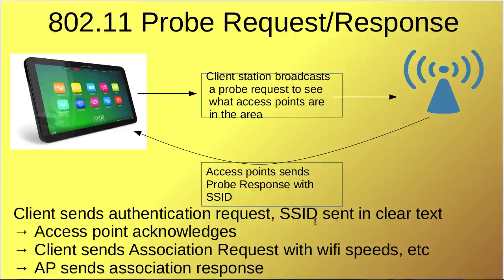This client, your smartphone or laptop, will send an authentication request to the SSID sent in clear text. The access point will then acknowledge this authentication request, and then the client will send an association request with speeds. It's basically negotiating to see what kind of protocol you can use. Remember, these access points are capable of many speeds and protocols, whereas your device might only be able to handle some of those. So the client will say, this is what I can handle as far as speeds, and then the access point will send a response saying, okay, go ahead on this channel with this speed, and so on.